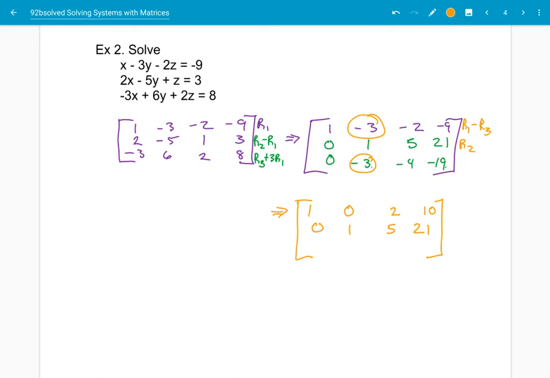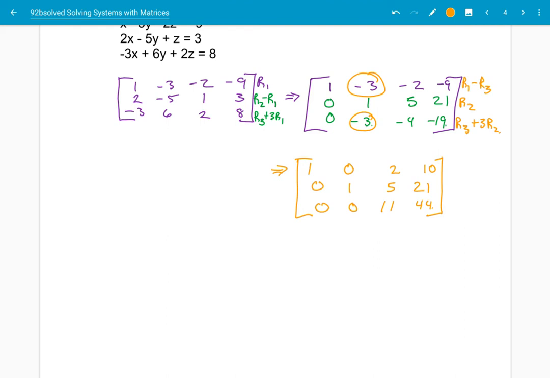And for this last one, I'm going to take row 3 and add 3 row 2s to it. So 0, 0. And adding 15 gives me 11. 3 times 21 is 63 minus 19 is 44. Oh, that's convenient. Now, not everybody likes this, and I'm debating whether to show it this way, but I'm going to go ahead because this is what I would do. I hate having to write extra steps if I can help it.